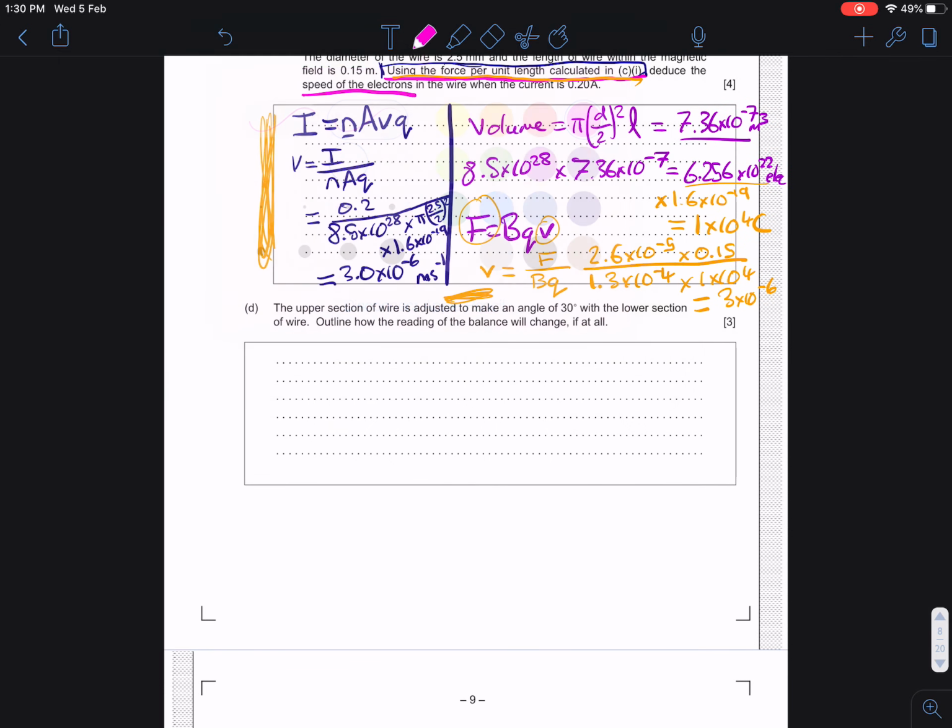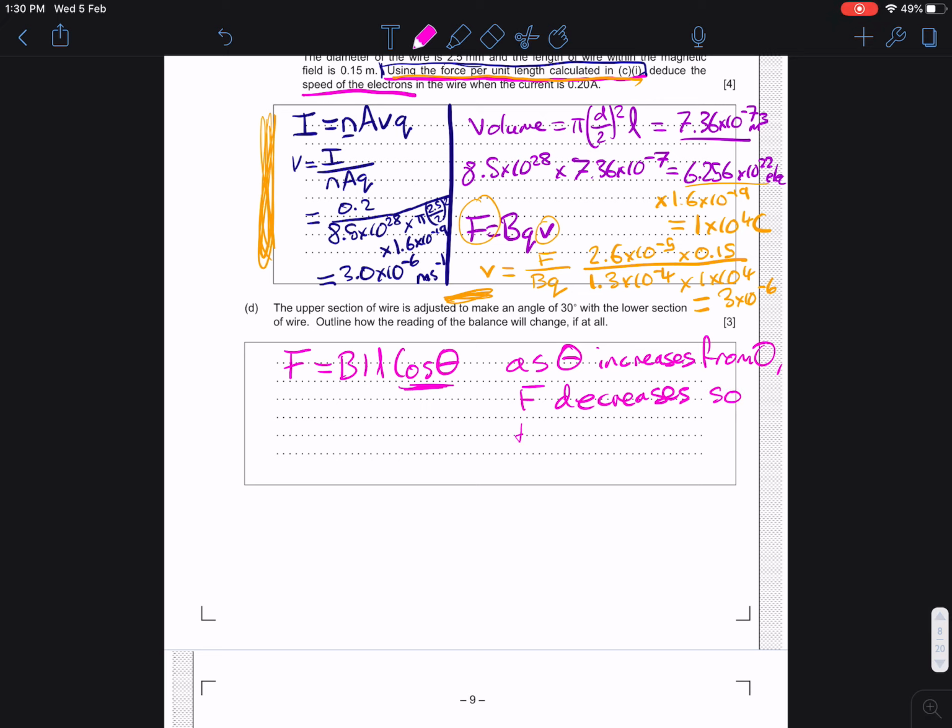Okay, question D. The upper section of the wire is adjusted to make an angle of 30 degrees with the lower section of wire. Outline how the reading of the balance will change, if at all. Well, there are two things you could say about this. First of all, the full equation for this would be F equals BIL cos theta. That would be the extra force on the top pan balance. Obviously, that's dependent on the angle. So as theta increases from 0, F would decrease, so the reading decreases as well.